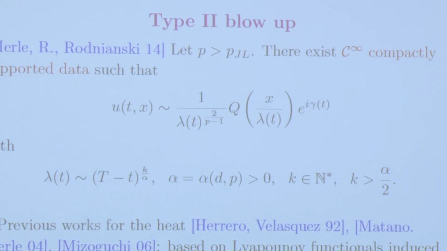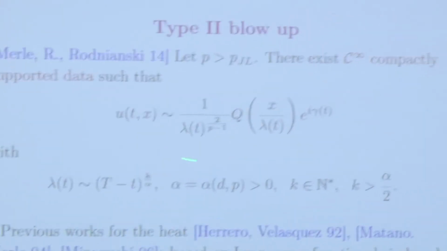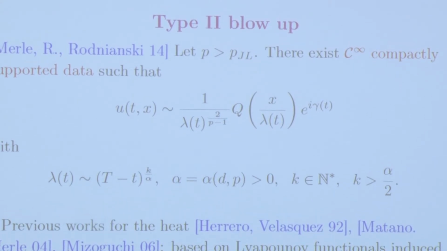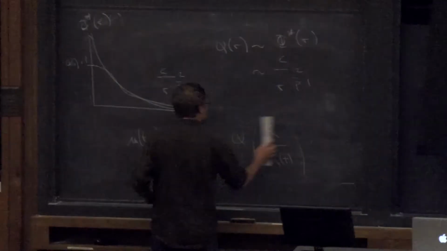Can you repeat the question? I'm sorry. Yeah. So the question was how I control this factor lambda of t here. But the first relationship about u, this is stated. This is supposed to be true in some limited region of X. Exactly. This is exactly the point, right? This is true somewhere.